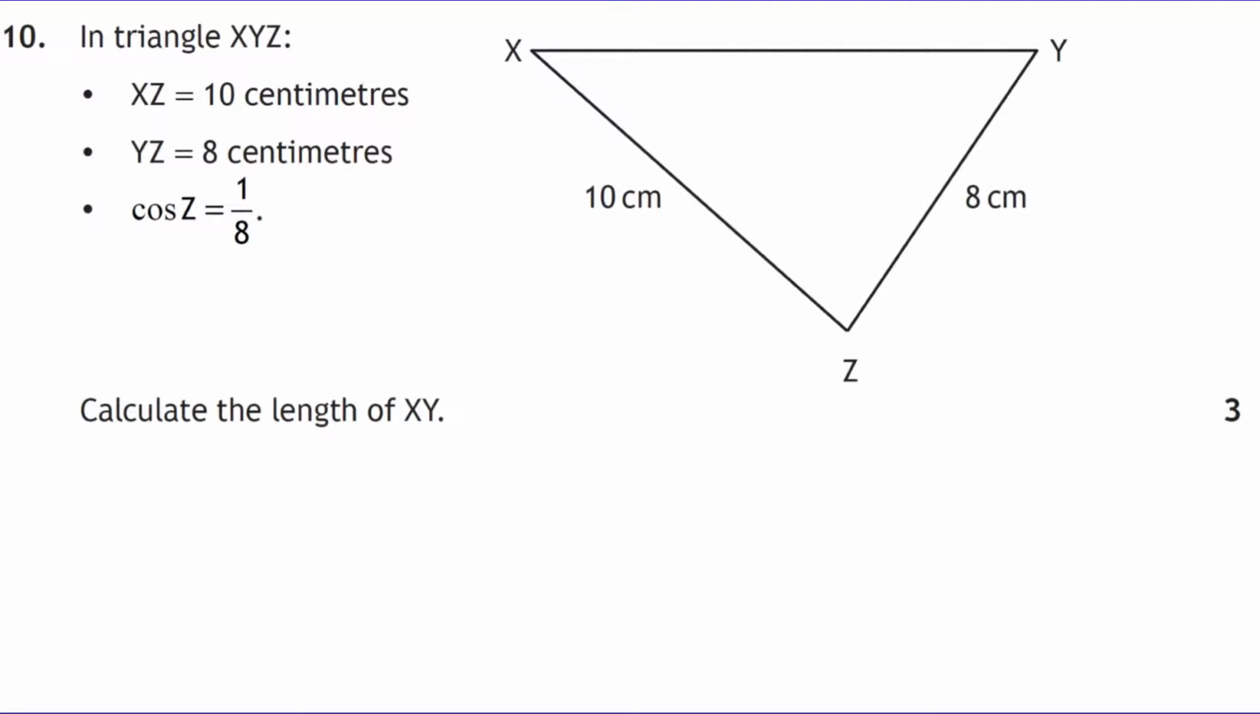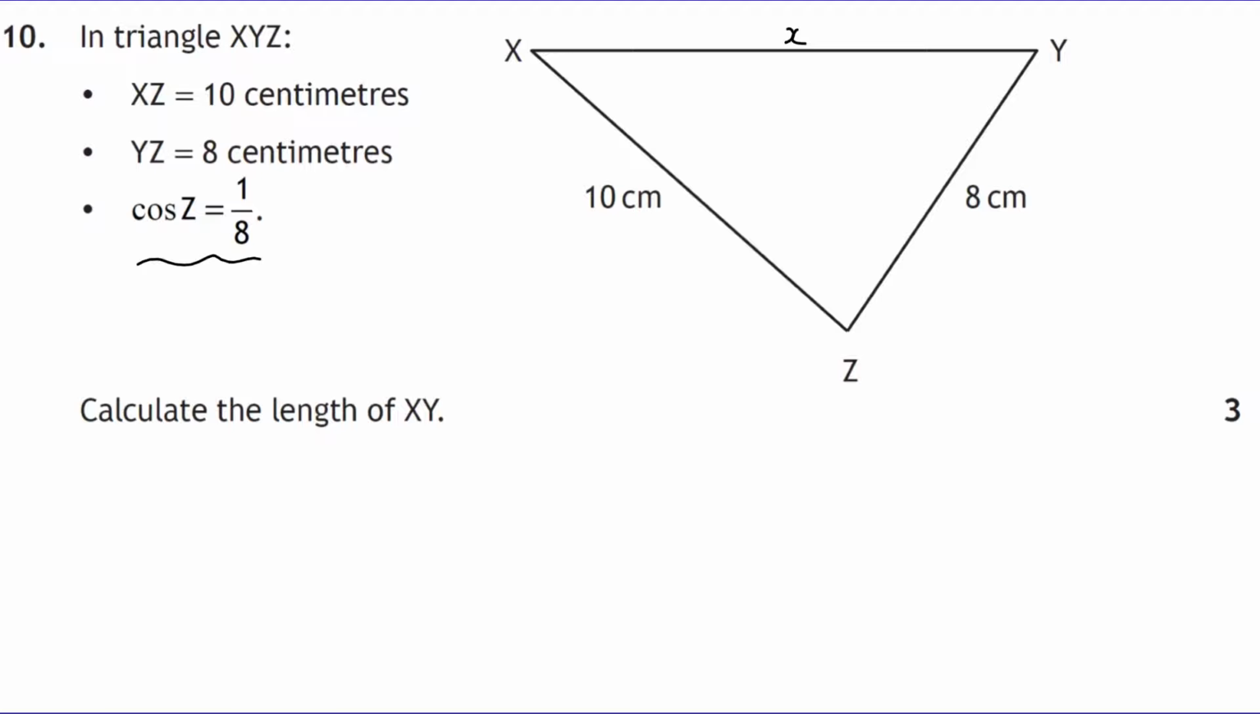Great, done. Triangle XYZ. XZ is 10, YZ is 8, cos Z is 1 over 8. Calculate the length of XY. Okay, so I'm going to call this my x. It's about trigonometry, non-calculator trigonometry. So calculate XY. We've got two sides, and we're told, kind of indirectly, the angle between. We're not told specifically the angle for Z. We're told the value of cos of Z, but hopefully that'll help us.